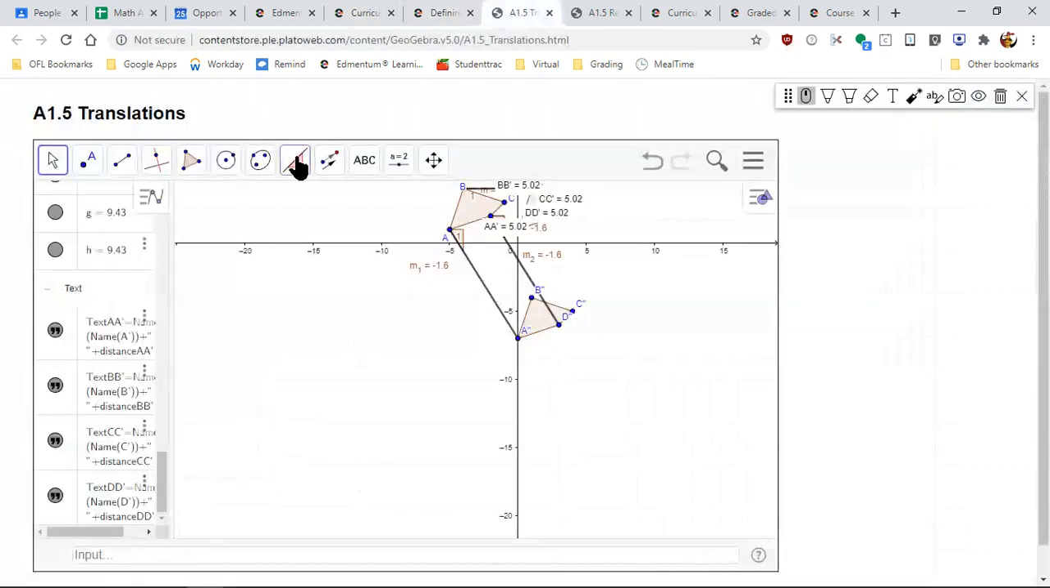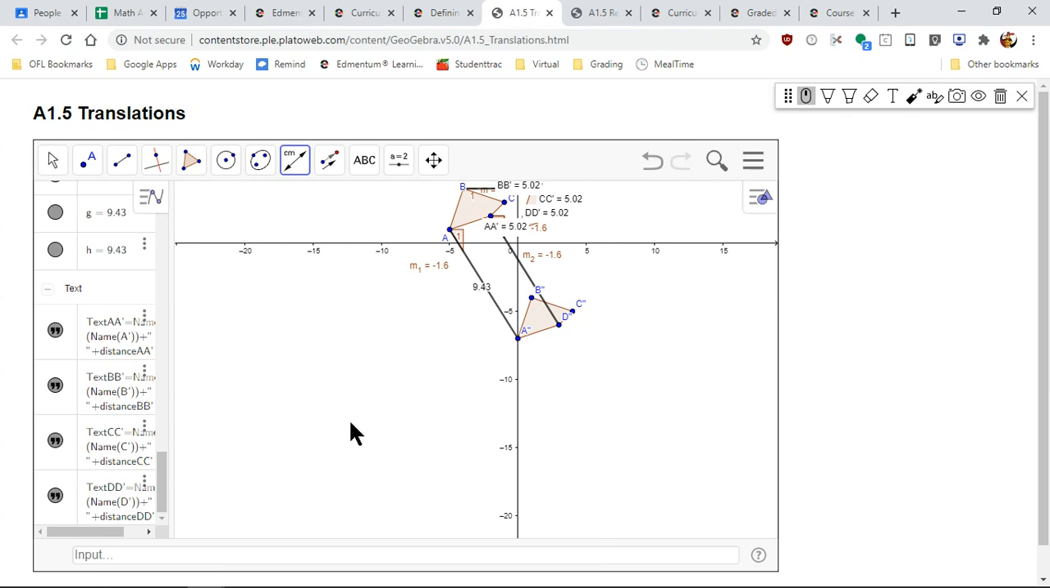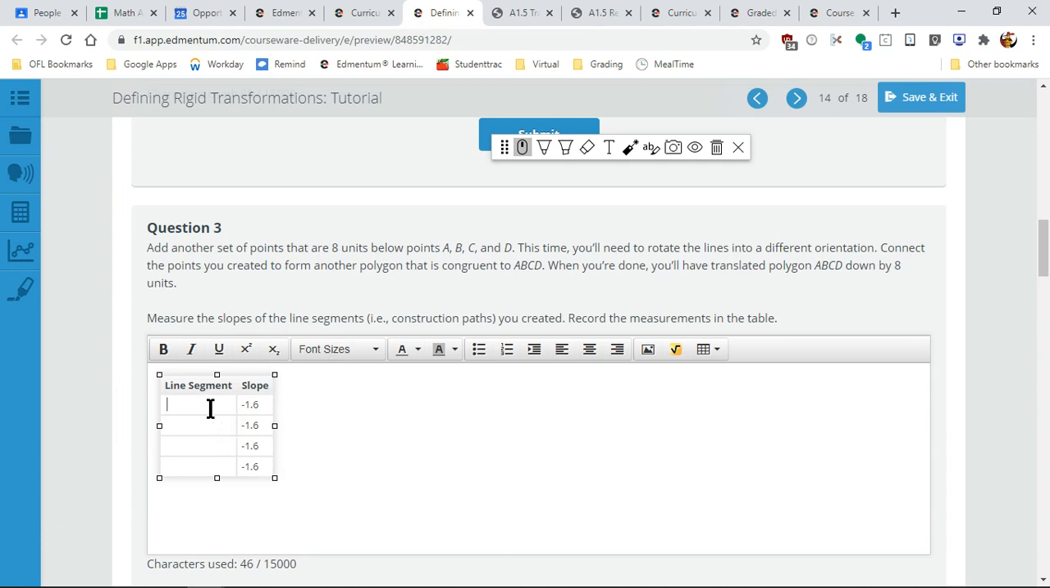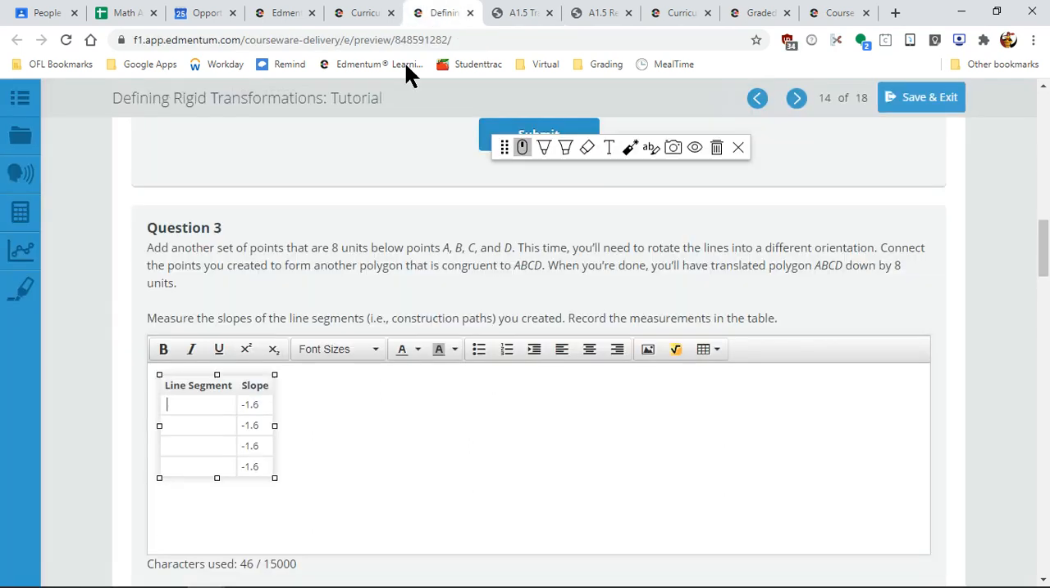Distance. So distance or length, again, since it's a line segment, if you guys want to do it easier, instead of clicking the points, you can literally just click the line and it will do it for you. That's one thing I haven't told you guys yet. If you have a line segment, it makes it easier to measure distance because you can just click the line segment. 9.4. And again, if I want to do it easy, I can just click this line segment, 9.43. So all line segments are going to be 9.43.